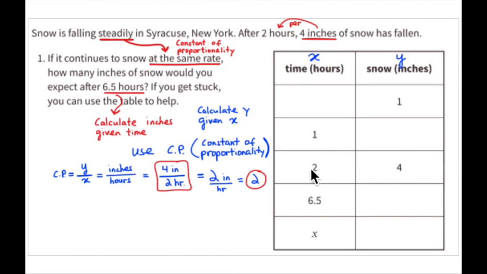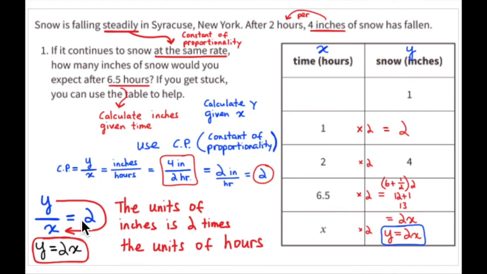The row that they give you, and they always have to give you at least one row of information, is 4 inches for every 2 hours, or 4 inches per 2 hours. You simplify that, or divide. 4 divided by 2 is 2. So it's 2 inches per hour. So what does that mean then? You say y over x is equal to 2.